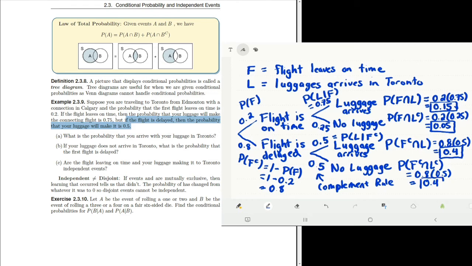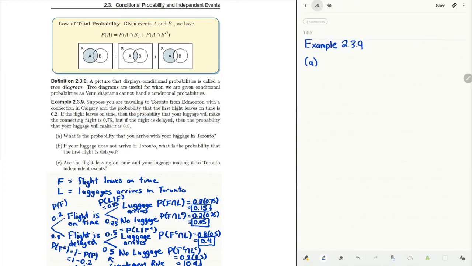Now we can check that we made the right calculations by adding up all of these probabilities, and the total should be equal to 1. So now let's use this tree diagram to determine the probability that the luggage arrives in Toronto. So we're looking for the probability of L.